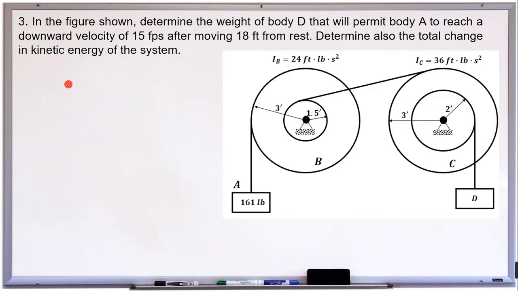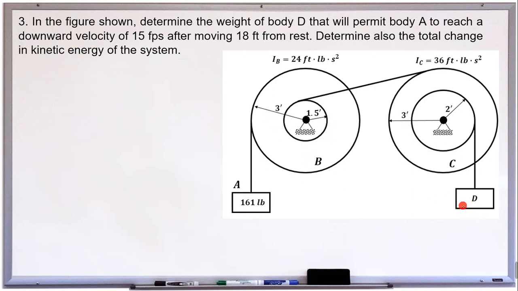Now for rotational and translational, I have here a problem. In the figure shown, determine the weight of body D that will permit body A to reach a downward velocity of 15 feet per second after moving 18 feet from rest. Determine also the total change in the kinetic energy of the system. So as you can see, our system comprises four objects. The first one is block A, second is our cylinder B, the third is our cylinder C, and lastly our block D.